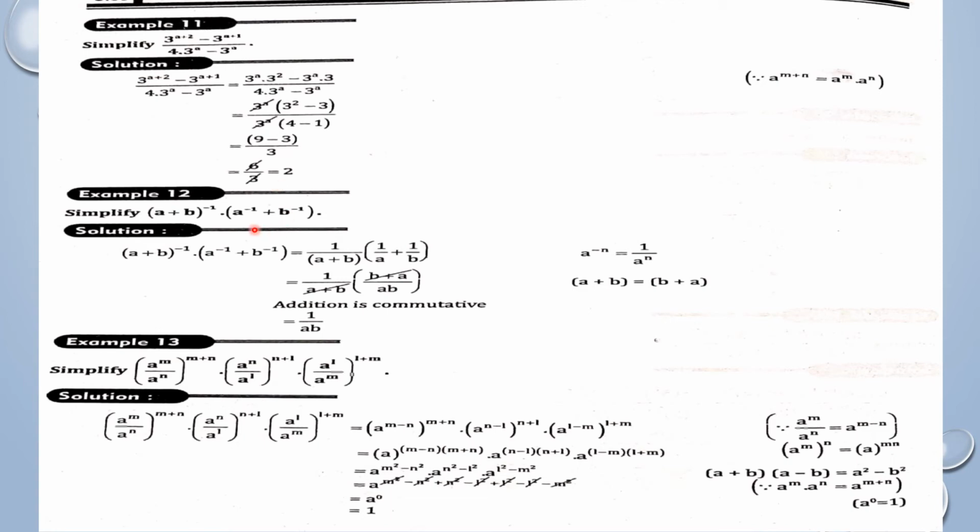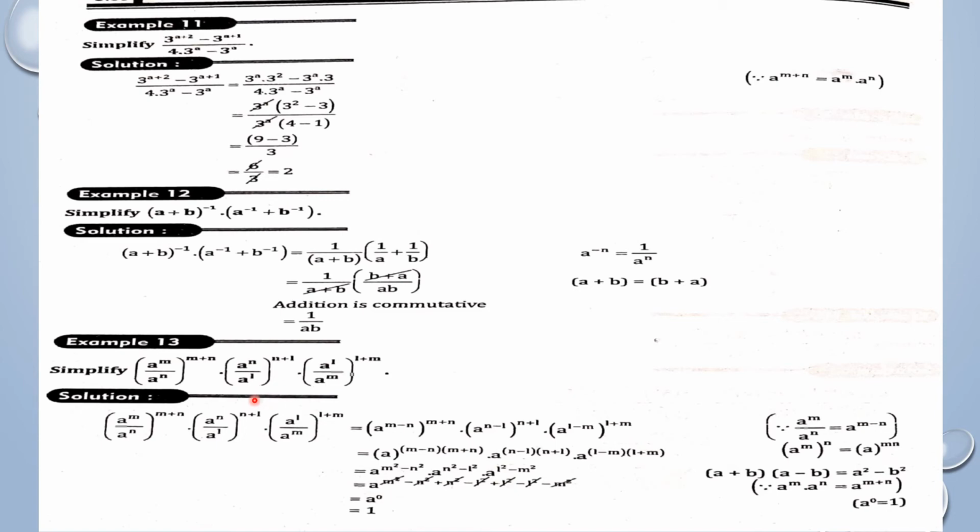Next one, a plus b to the power minus 1 into a to the power minus 1 plus b to the power minus 1. Anything to the power of minus n can be written as 1 divided by the same number. So 1 divided by a plus b. So a power minus 1 is written as 1 by a, b power minus 1 is written as 1 by b. So 1 divided by a plus b, here a and b you have, so ab will be the LCM, so here it will become b plus a. So b plus a and a plus b are both one and the same, cancel that. So you are remaining with 1 divided by ab, where 1 divided by ab is the answer.